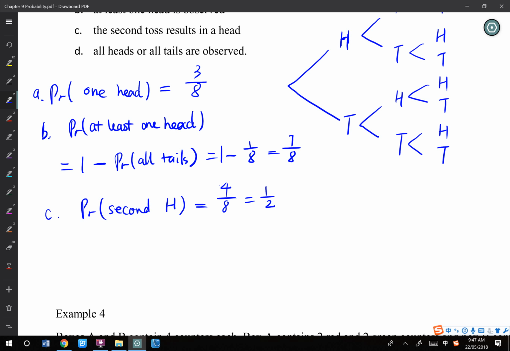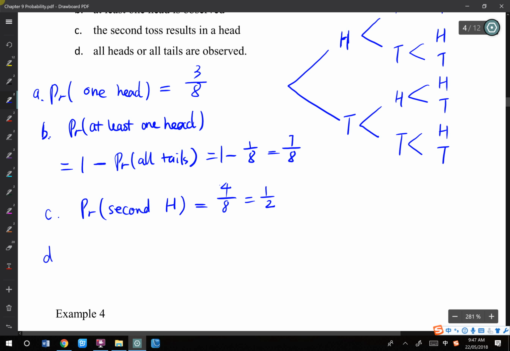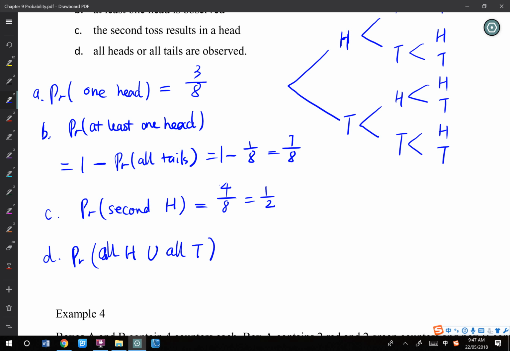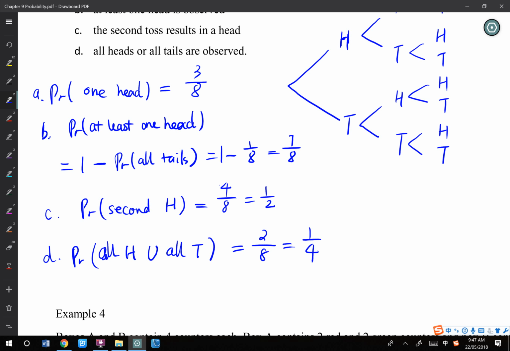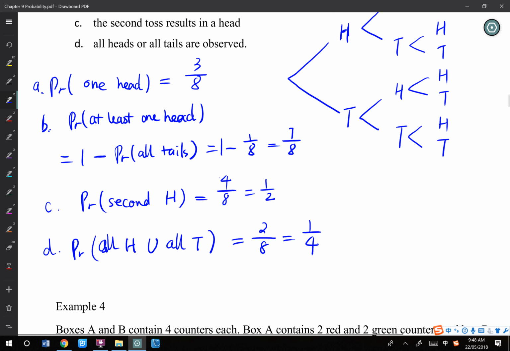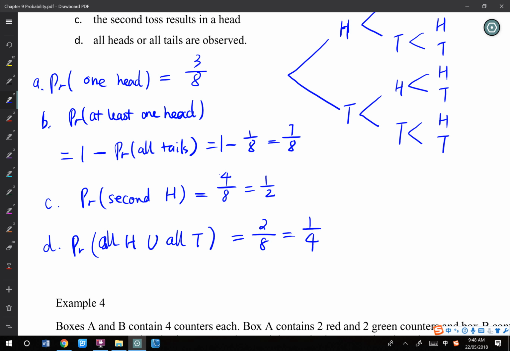D, all heads or all tails observed. Okay, all heads union all tails, because the word 'or' gives union. So we have 2 such outcomes, so it's 2 on 8. That gives you 1 on 4. Head, head, head; tail, tail, tail. This is a very simple tree diagram. It just needs you to make the count carefully.